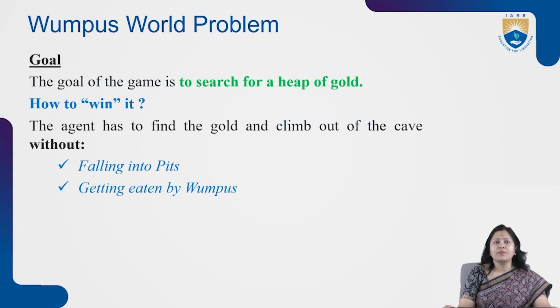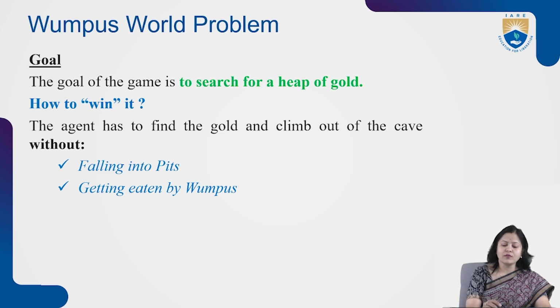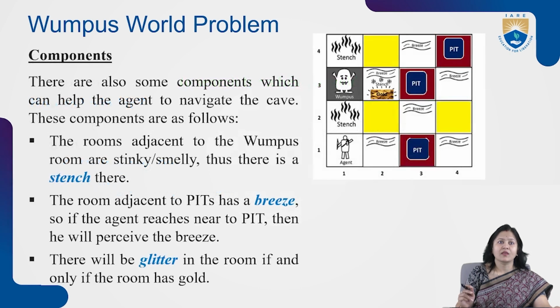The main goal of the problem is to search for a heap of gold. Then how to win the game, or how to win the gold? The agent has to find the gold and climb out of the cave without falling into the pits and without getting eaten by the Wumpus. If these two conditions are satisfied, then only can he grab the gold and come out of the cave very safely.